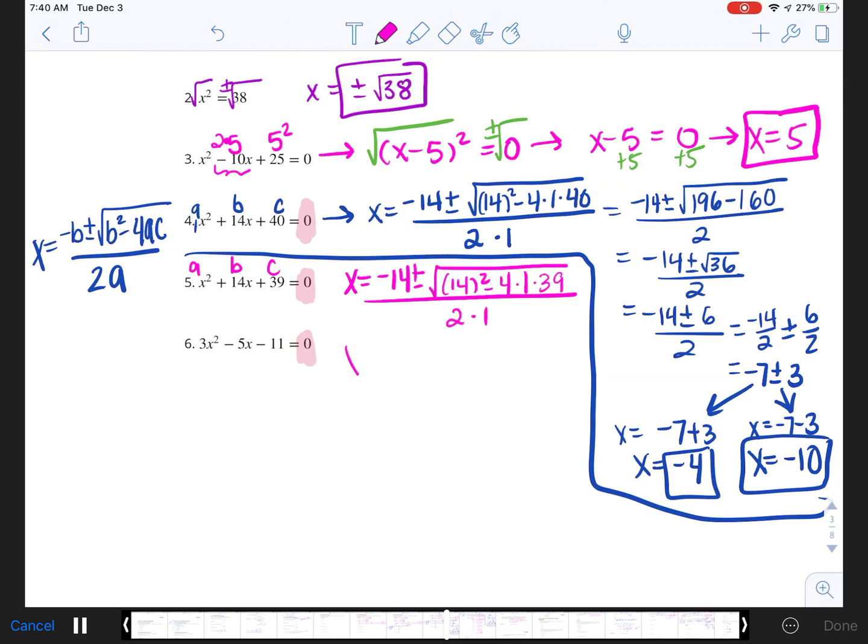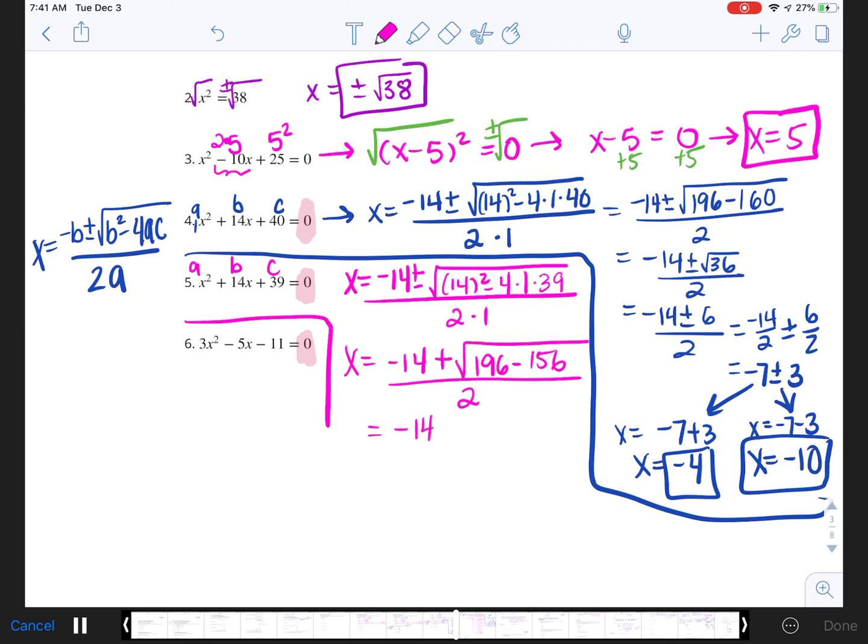So when I go to simplify, I still have 14 squared is 196, but now I have it minus 156. And again, feel free to use your calculator to find that amount. So 4 times 1 times 39 is 156. All right, now I forgot at first in the middle there, that should have been a plus or minus. So that's negative 14 plus or minus up there. All right, so I get the square root of 40.